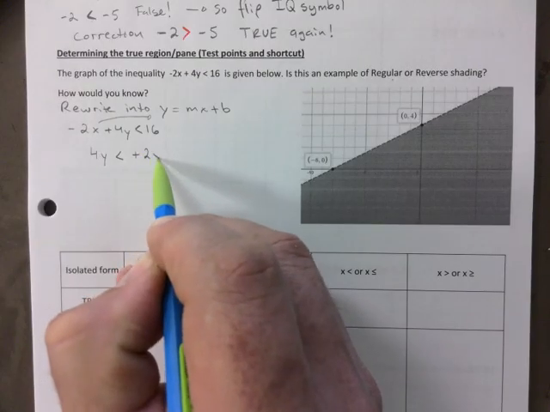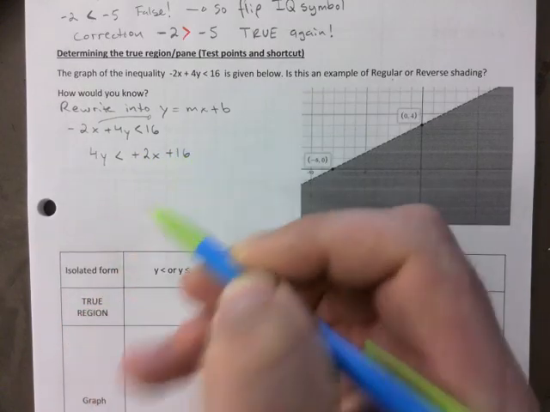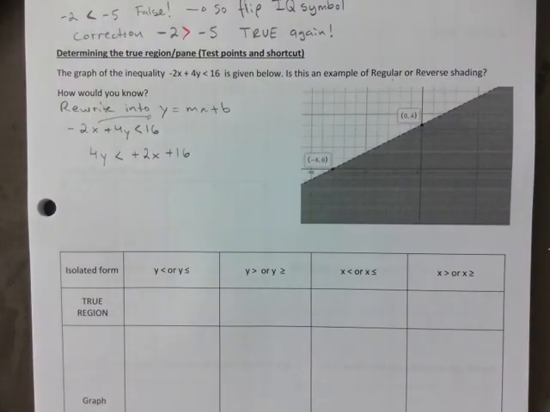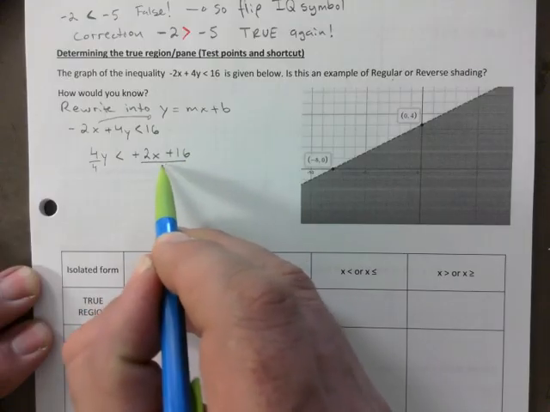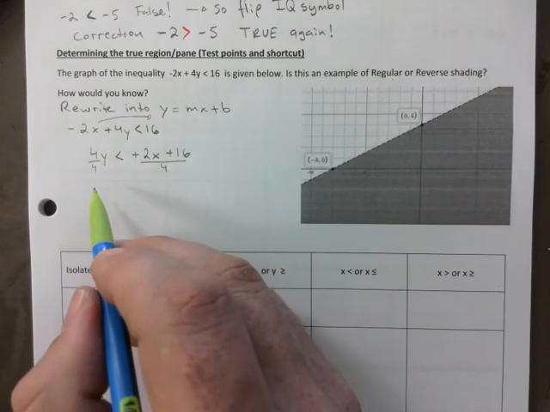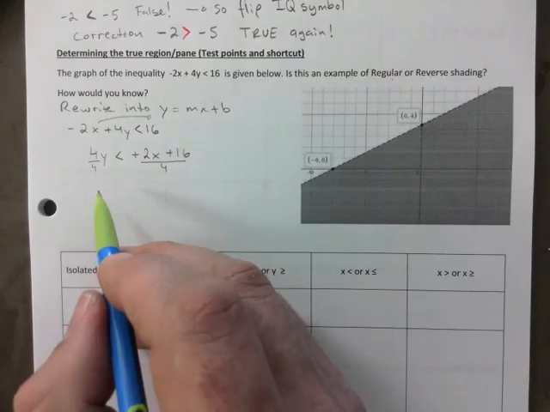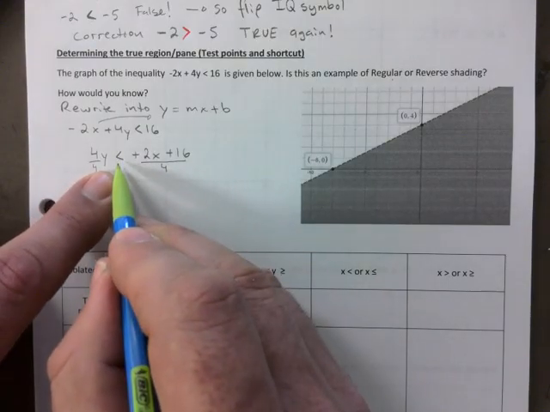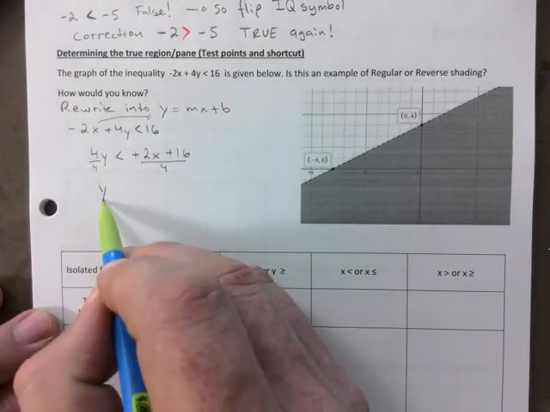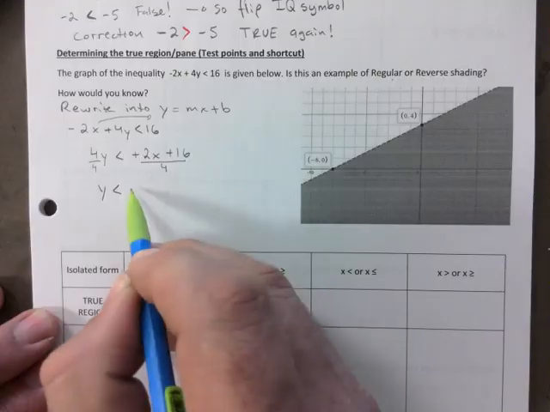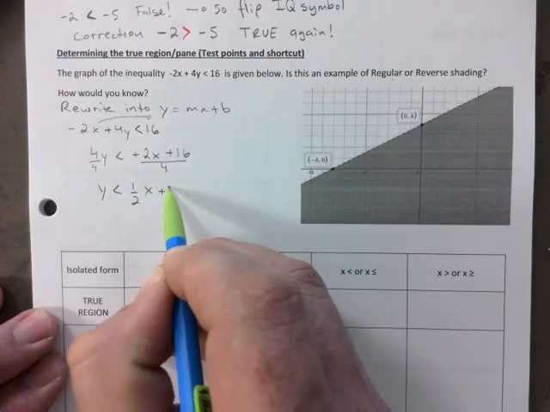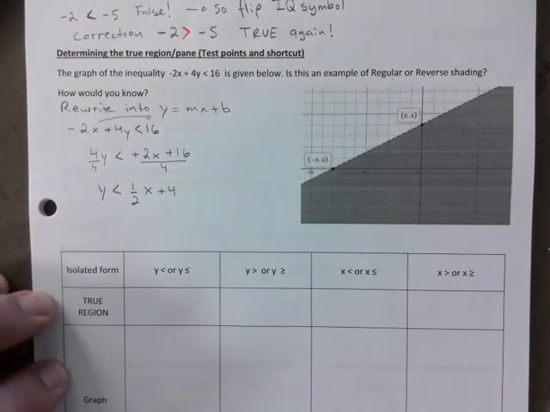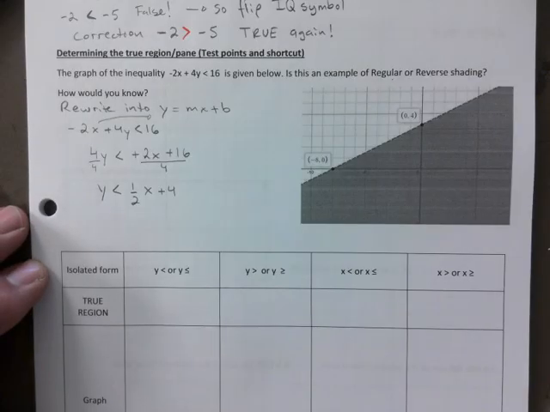Do I need positive 2x? I'll just do it, why not? Doesn't hurt. So when you're bringing things over, nothing happens to the inequality symbol. And now we need to divide by 4. Are we dividing by a negative? No, right? So we don't need to flip that inequality, correct? Let's leave it. Less than 2x divided by 4, that's just 1/2 x, right? 16 divided by 4 is 4. And I'll just tell you this.